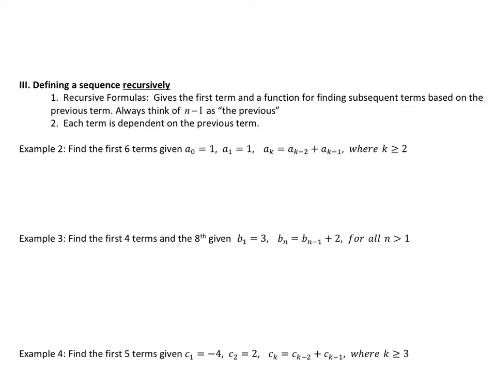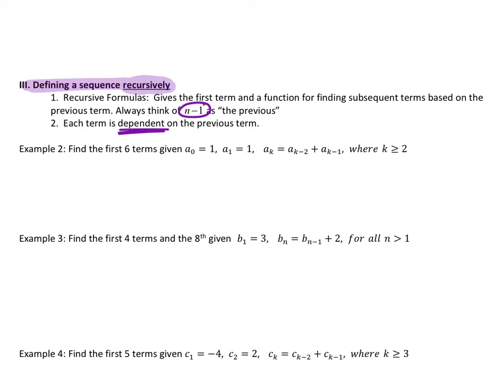The second way that we can define or talk about a sequence is called recursively, or recursive formula. The word recursive kind of looks like it's going backwards, like it's reoccurring, which is exactly what I want you to think about. A recursive formula gives you the first term and then a function for finding the subsequent terms based on that first term or based on the previous term. When you see the subscript of n minus 1, I want you to think of that as the previous term. That's all it means. Now, in a recursive formula, each term is dependent on the previous term, so you can't just plug in any general number. You actually have to build the entire sequence starting from sub 1.